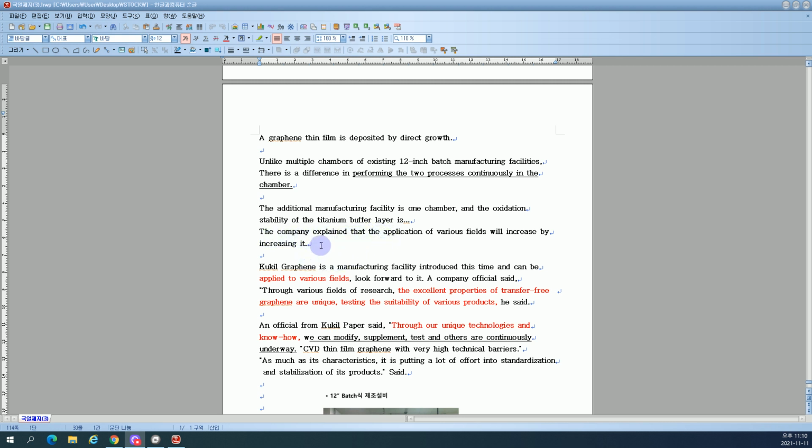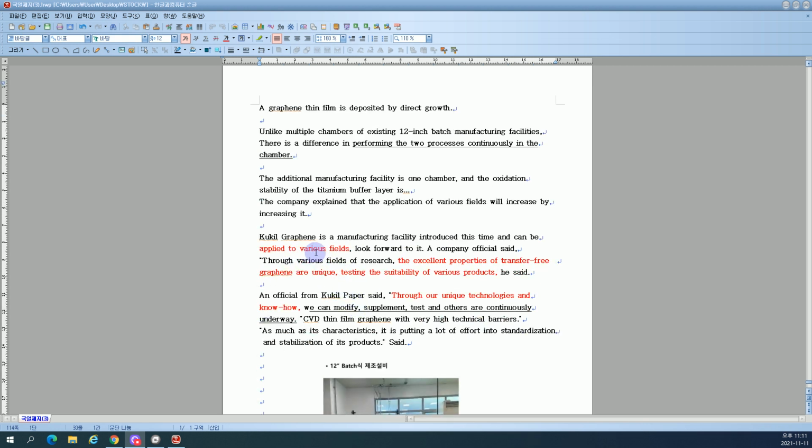increased. The company explained that the application in various fields will increase. Kugelgraphene said the manufacturing facility introduced this time can be applied to various fields, and they look forward to it. A company official said that through various fields of research, the excellent properties of transfer-free graphene are unique, and they are testing the suitability of various products.